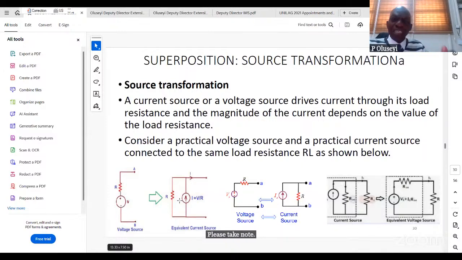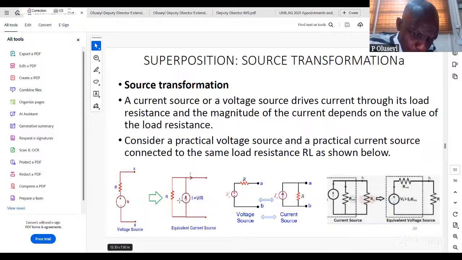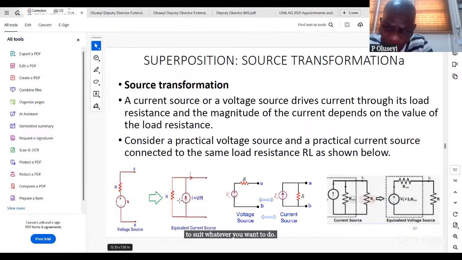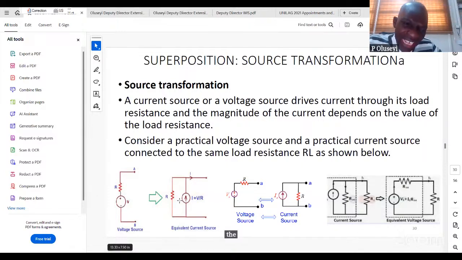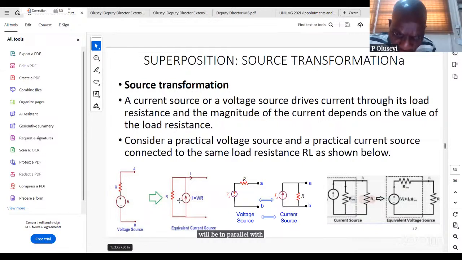It is the one that can be transformed, and you can transform it to suit whatever you want to do, to an equivalent current source. In the equivalent current source, the current source and that internal resistance will be in parallel. Under the equivalent current source, the internal resistance that you have as R under voltage source has now become a parallel resistance across the current source.